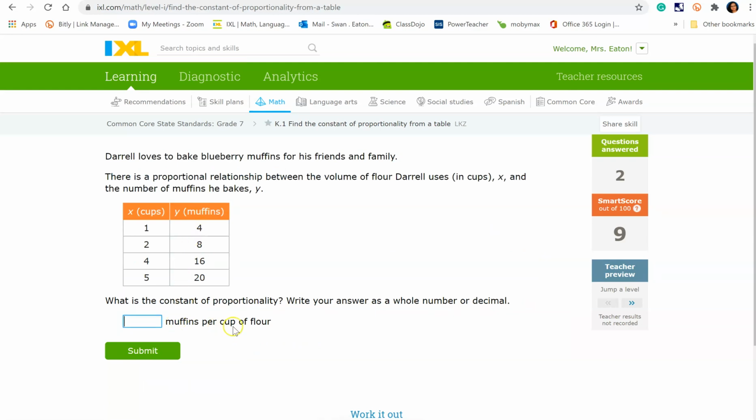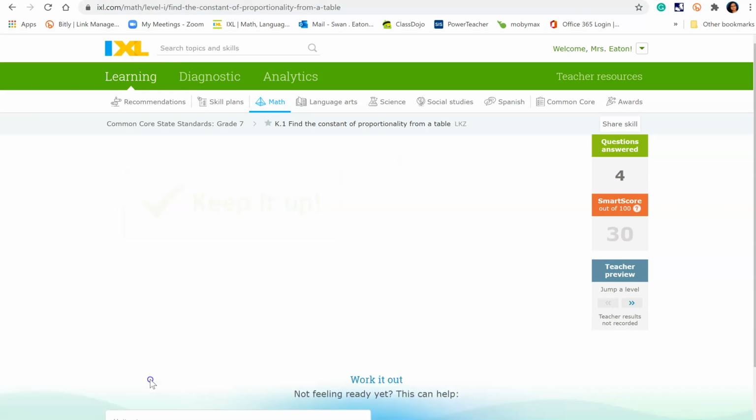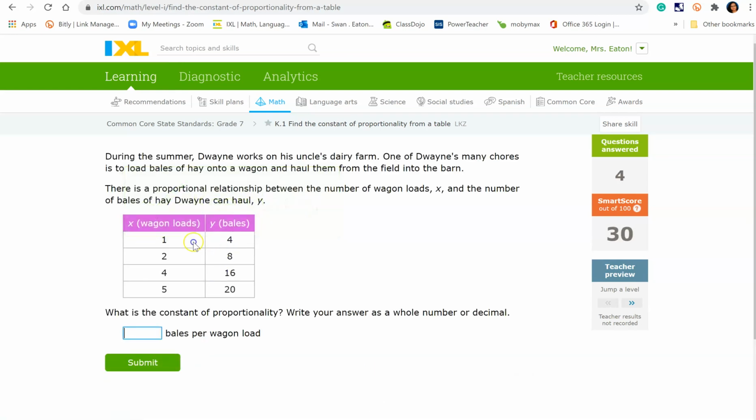Here, how many muffins per cup of flour? Make sure you're always paying attention to what's being compared. So that's 4 muffins for 1 cup of flour. Here, 2 over 2. Well, 1 inch per book, because when you simplify that, it should just be 1. Here's 4 over 1. How many bells per wagon load? So 4.